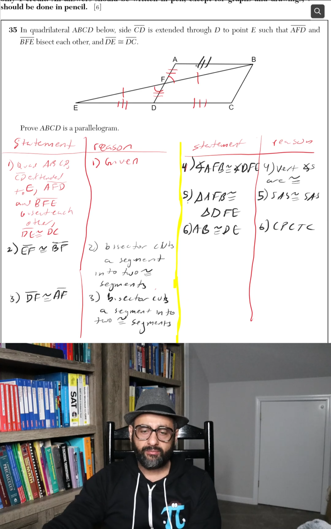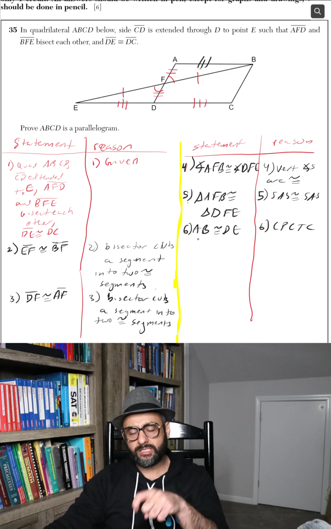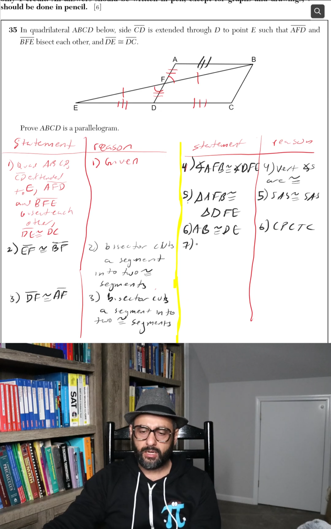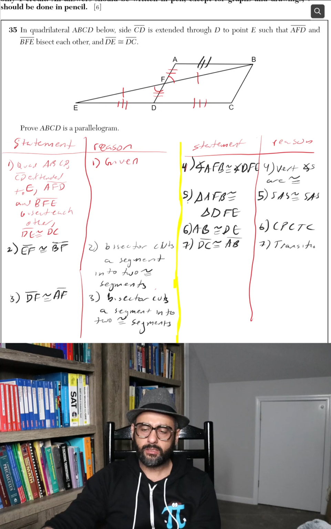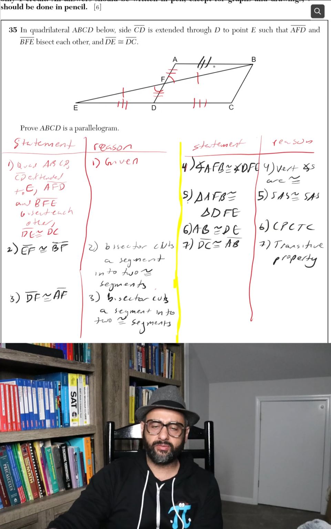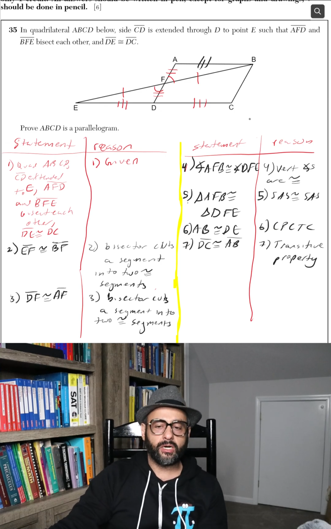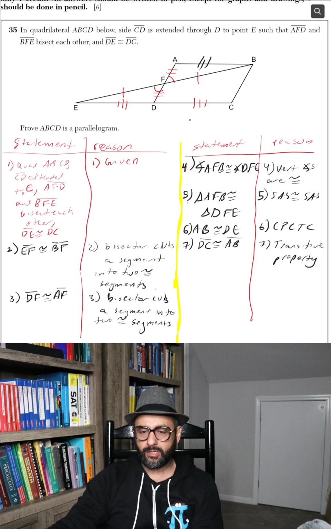And that, by the way, I haven't said that AB is congruent to DC, but they are now because they both have 3 dashes. But the reason is the transitive property. So 7, DC is congruent to AB by the transitive property. So now I have the top and bottom sides of this quadrilateral are congruent. Now I have to prove that they're parallel. How do I prove that they're parallel?